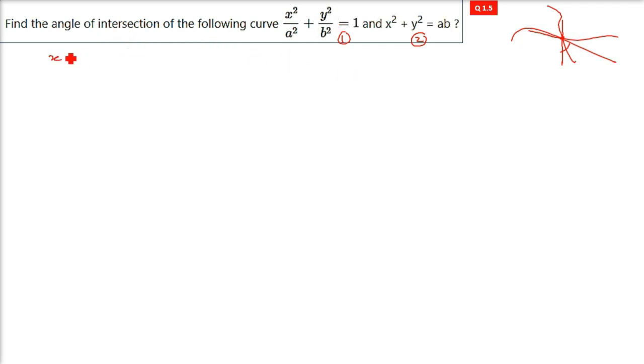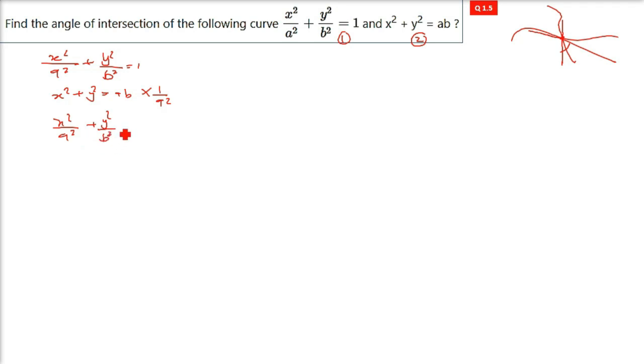So let us start. We have x square by a square plus y square by b square equal to 1. The second equation is x square plus y square is equal to ab. So the best thing is to multiply this second equation by 1 by a square. Let us see what we get, because essentially we have to subtract these two.